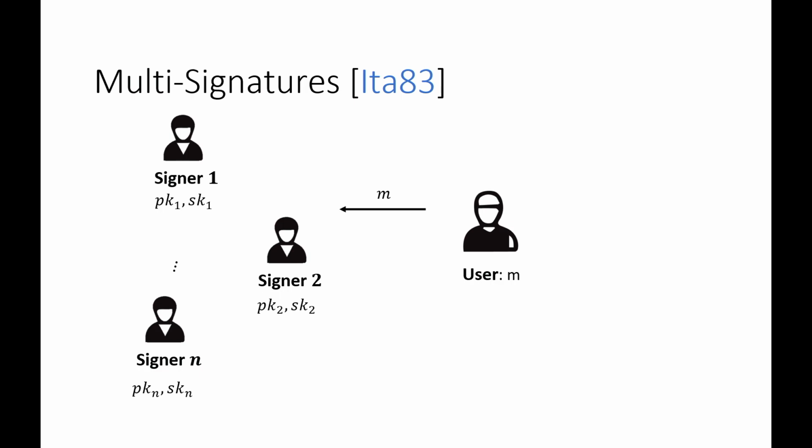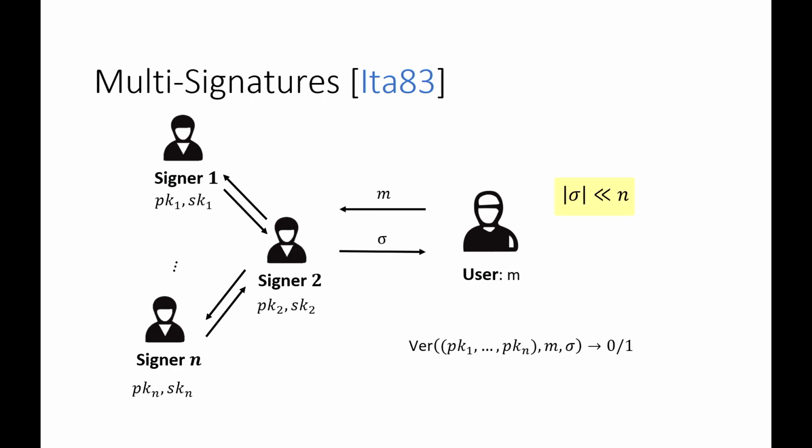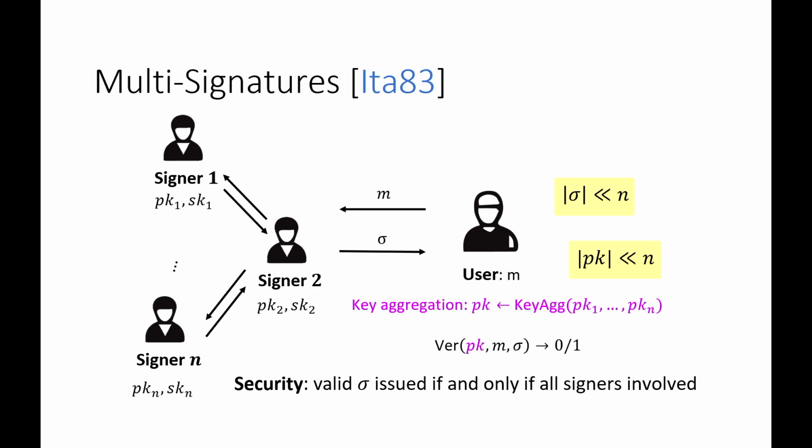So the user will send a message to one of the signers, and then all the signers interact with each other before sending the signature back. And the signature can be verified given all the public keys, and we require the signatures to be much smaller or independent of the number of signers. And then the security requirement is that the signature is valid if and only if all the signers are involved.